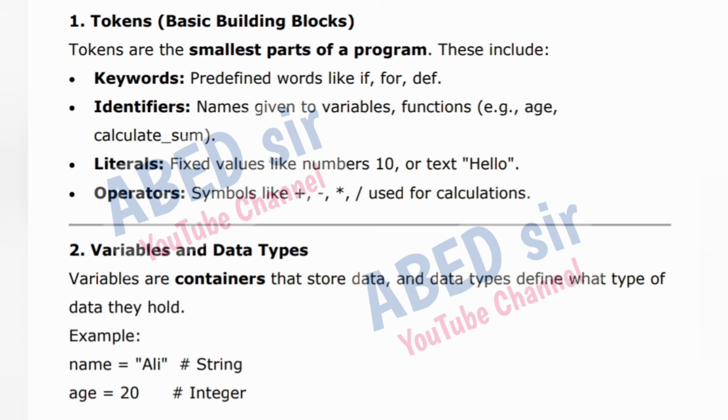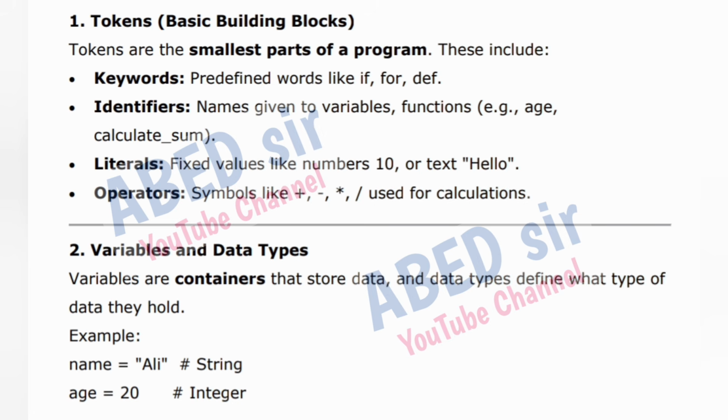1. Tokens, basic building blocks. Tokens are the smallest parts of a program. These include keywords, predefined words like if, for, def. Identifiers, names given to variables, functions, for example, age, calculate_sum. Literals, fixed values like numbers 10 or text hello. Operators, symbols like plus, asterisk, used for calculations.